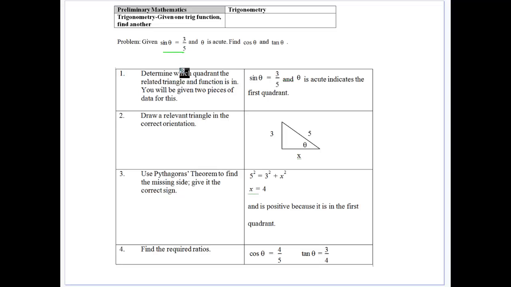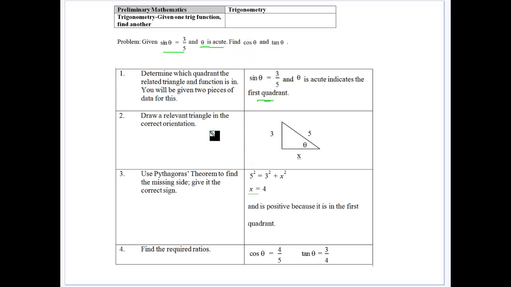Well, we look at what data we've got. First situation, we want to determine which quadrant our related triangle's in. So we've got two pieces of data for this. We know that sine's positive and theta's acute. So if theta's acute, well, that's the first quadrant. So that's pretty easy. The data is telling us it's first quadrant. Then we want to find the cosine and tan of theta.